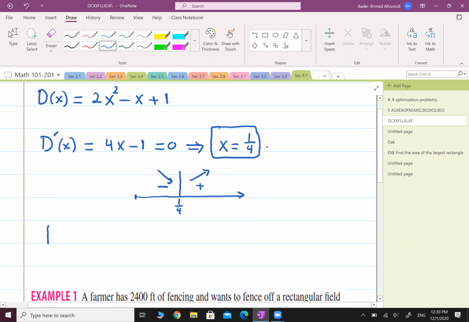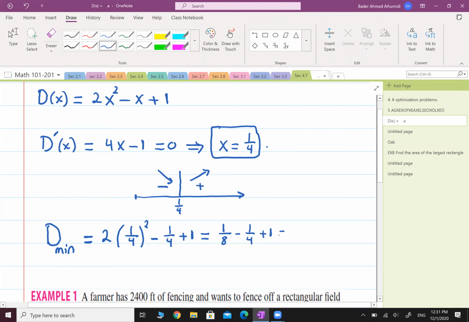So I will say d minimum is equal to what? I will substitute only 1/4. That will give me 2 times (1/4) squared minus 1/4 plus 1. And you can easily simplify this. 1/4 squared will be 1/16, times 2, that will be 1/8 minus 1/4 plus 1.